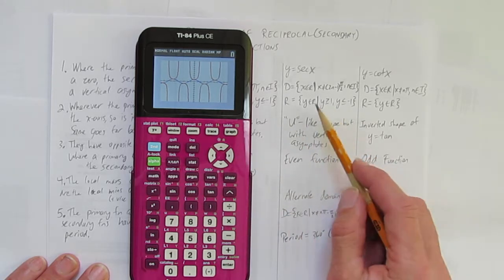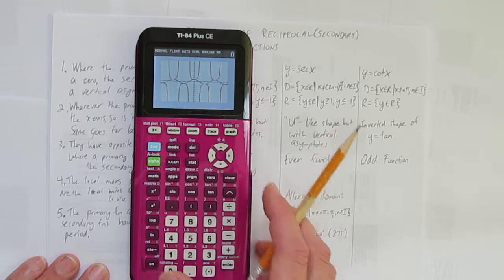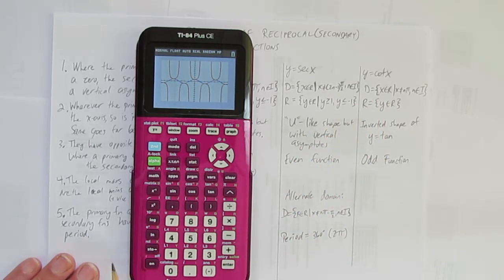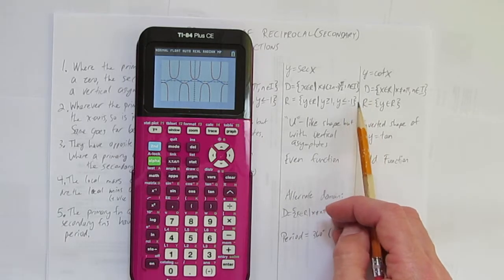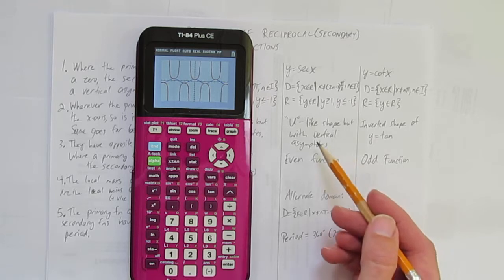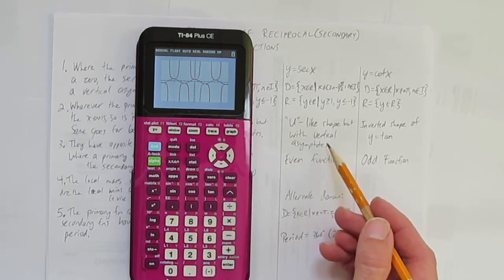Just like the last function, the set of y is an element of R such that the y's have to be greater than or equal to 1, or less than or equal to -1. And again, with secant, we get this U-like shape, but with vertical asymptotes. And again, as I mentioned, they're vertical asymptotes.